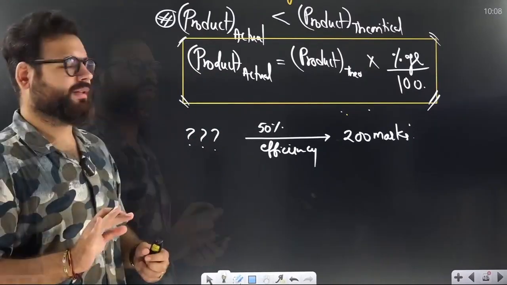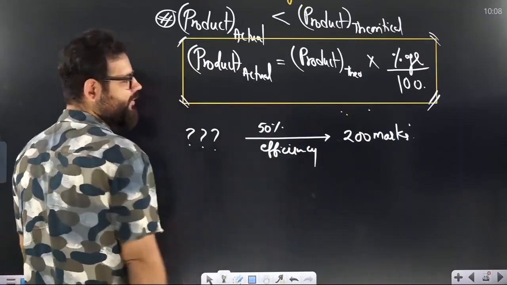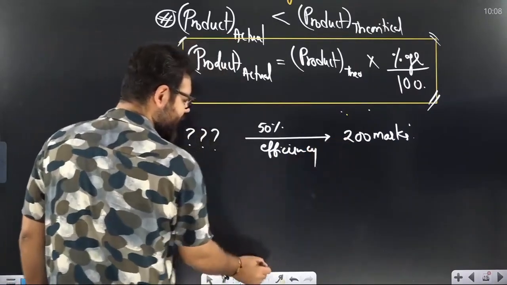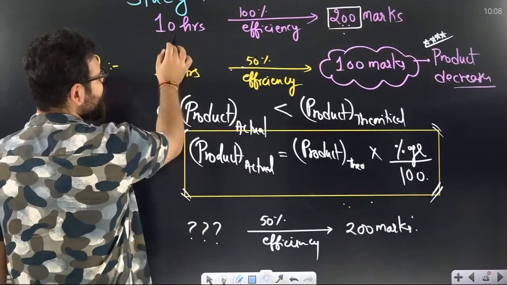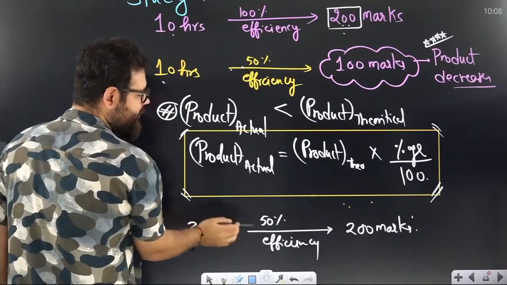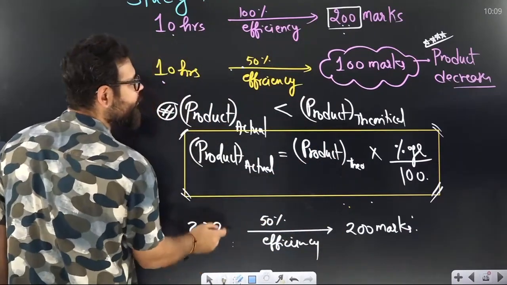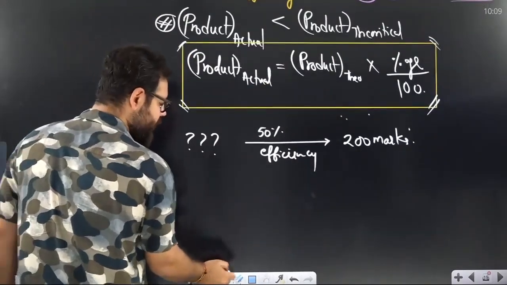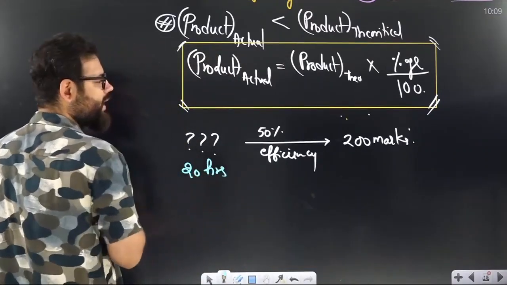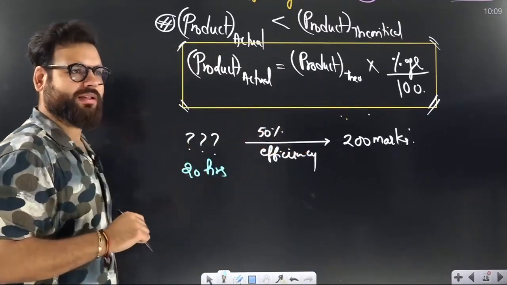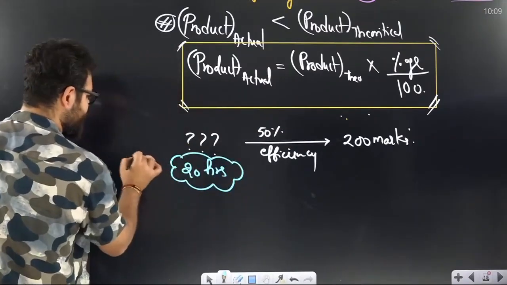20 hours is correct? Yes. With 50% efficiency, half the time I will sleep, half the time I will be awake. To get 100 marks, I need proper study for 10 hours. If I only study for 10 hours because there is 50% efficiency, I will get only half the marks, so instead of 200, I will get only 100 marks. So I have to study for double time, 20 hours to get 200 marks. Can you see that the reactant has to increase?